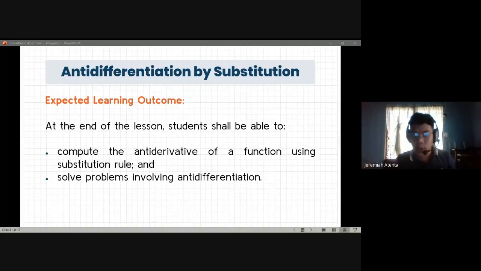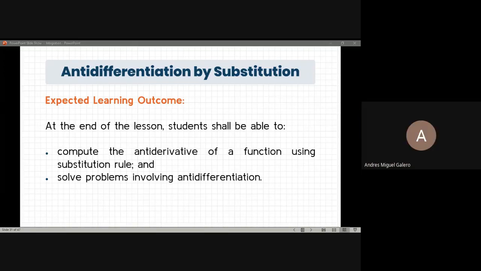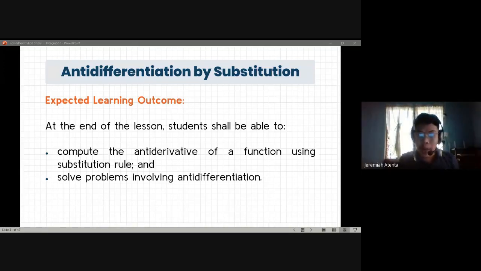Okay, now before we are going to start, let me know if my audio is loud and clear. Hello guys, can you please confirm? Is it loud and clear ba? Yes, sir. Okay, thank you. Now, how about my presentation? Can you see it clearly?